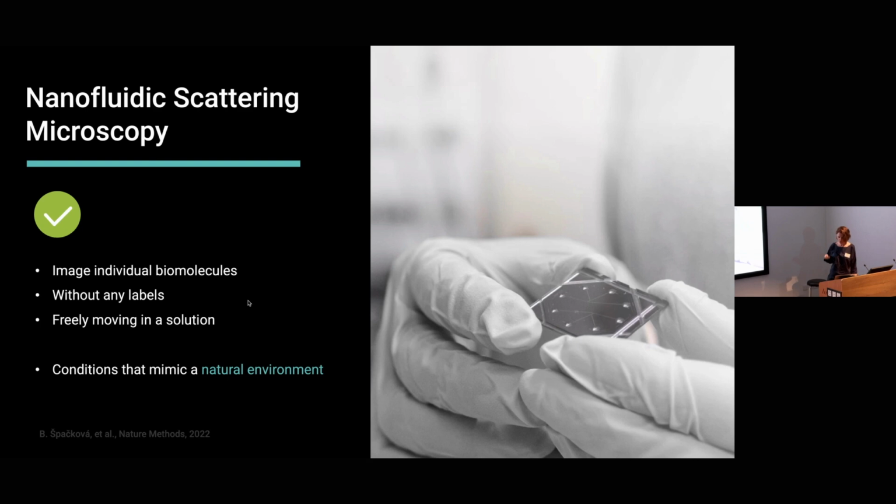So we wanted to address this challenge and to image biomolecules in real time and in a state as close to native as possible. So we developed this method that we called nanofluidic scattering microscopy, which images individual biomolecules without any labels, freely moving in solution, using, surprisingly, visible light. And we like to say that these are conditions that mimic a natural environment.